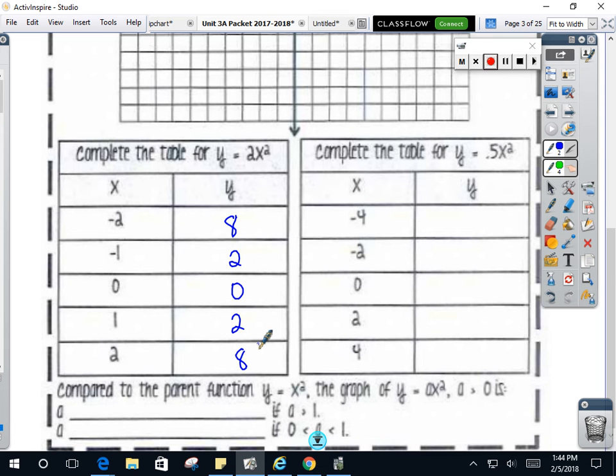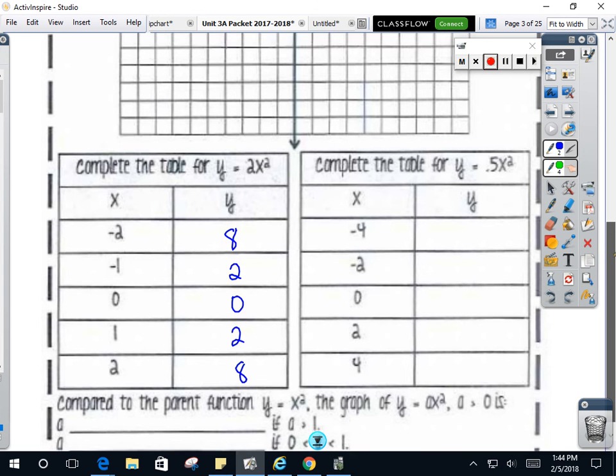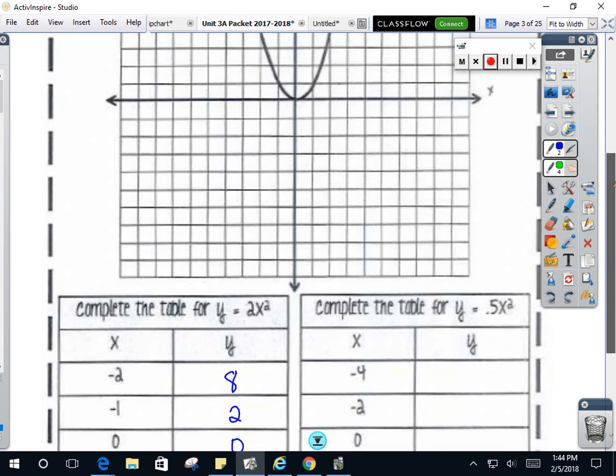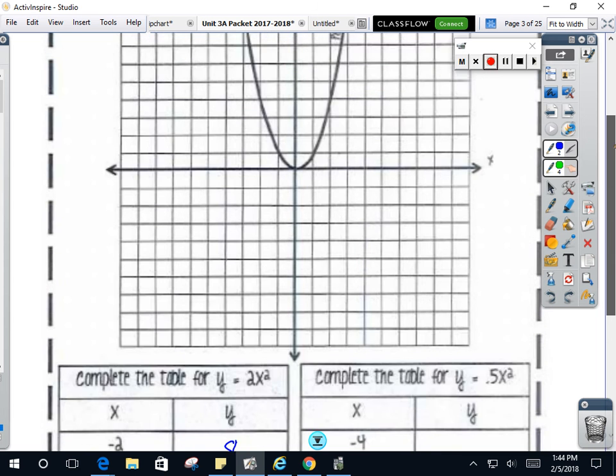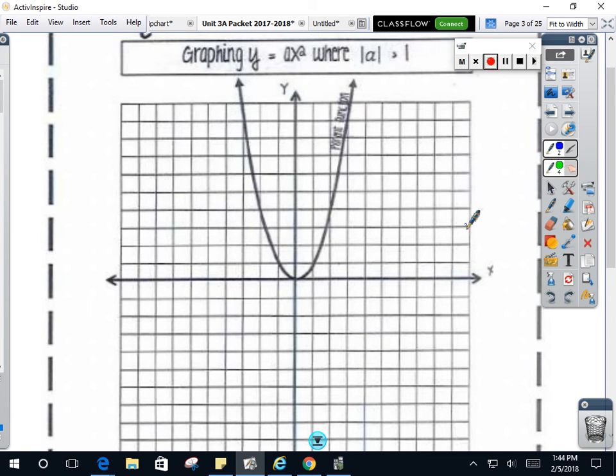Okay, so now I'm going to plot these 5 points that were just created by plugging the x values in the equation. So, negative 2, 8. Now, before I do, what is this that's already been graphed? Right, that's the parent function. That's just y equals x squared, y equals 1x squared. So the reason it's there is so you can compare that to what we're about to put on there.